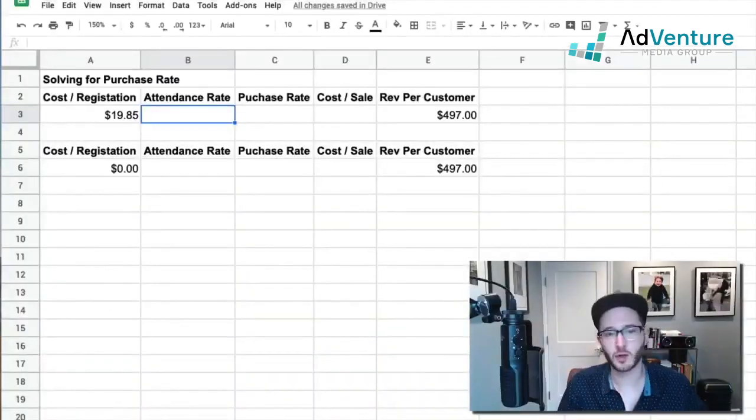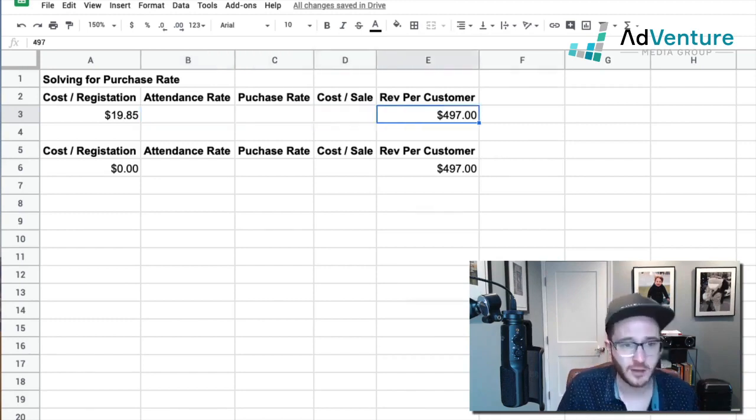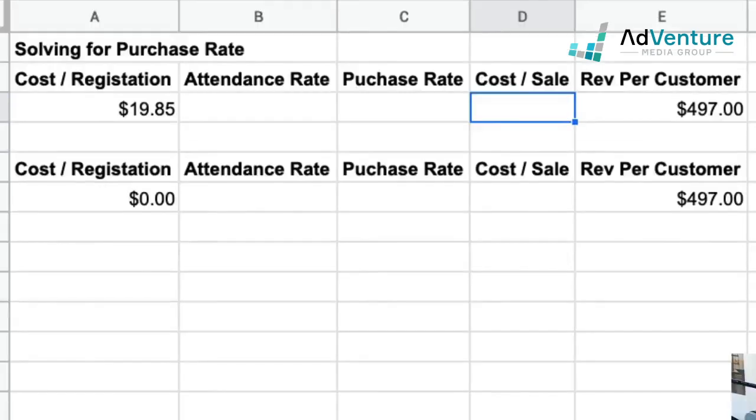It could be people that are downloading an ebook, and then from the ebook, you're trying to sell them on a training, and then from the training, you're trying to sell them on a product, right? What I'm showing you here could be copied and pasted, plug and play for any multi-stage funnel business model. Okay, what I want to do is figure out my break-even cost.